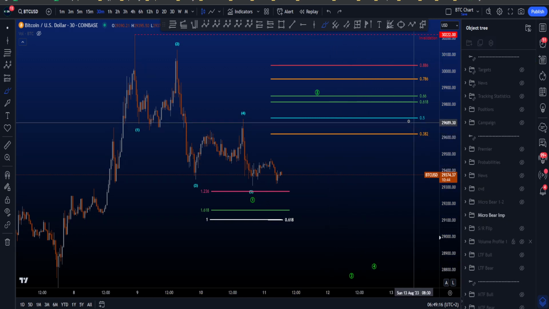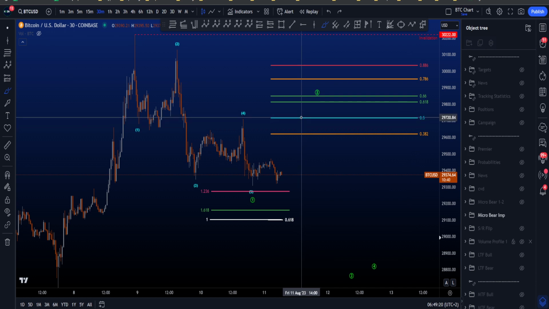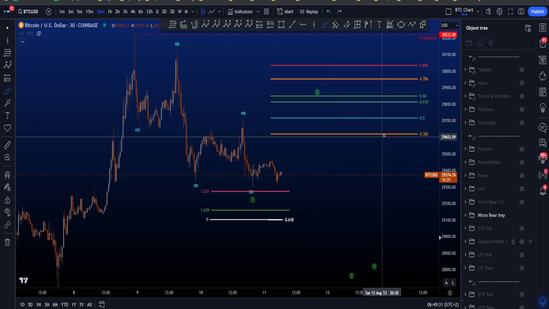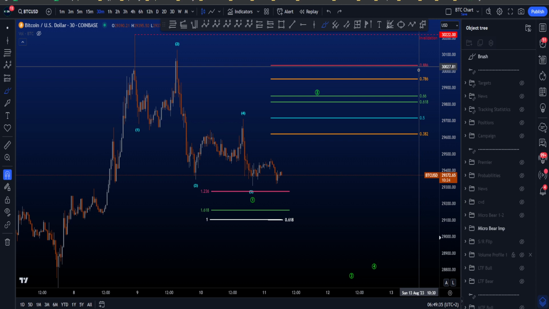Most common targets for a wave 2 are between the 0.5 and the 0.786 fib, which is between 29.7k and 29.9k, with the 3A2 being a minimum target most commonly, which is sitting at 29.6k, and the 3A2 is a rare target. These are common, and the 886 also being a rare target.